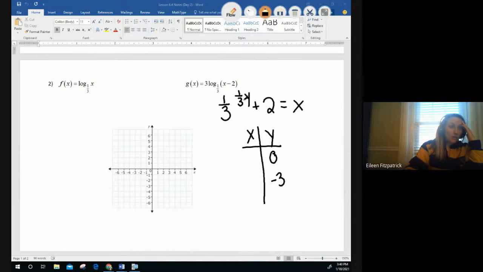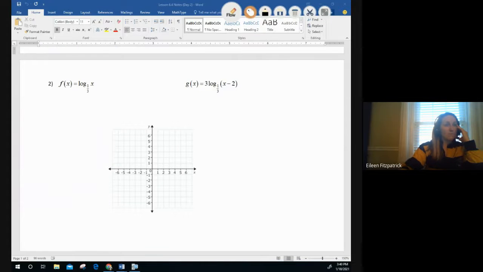Okay, when you plug in the 0, 1/3 times 0 is 0. 1/3 to the 0 is 1. 1 plus 2 gives you a 3. Okay, plug in a -3. 1/3 times -3 is -1. 1/3 to the -1 is a 3. 3 plus 2 is a 5. Okay, now that's a little more advanced. If you want to just plug that into a calculator, you can do that as well.